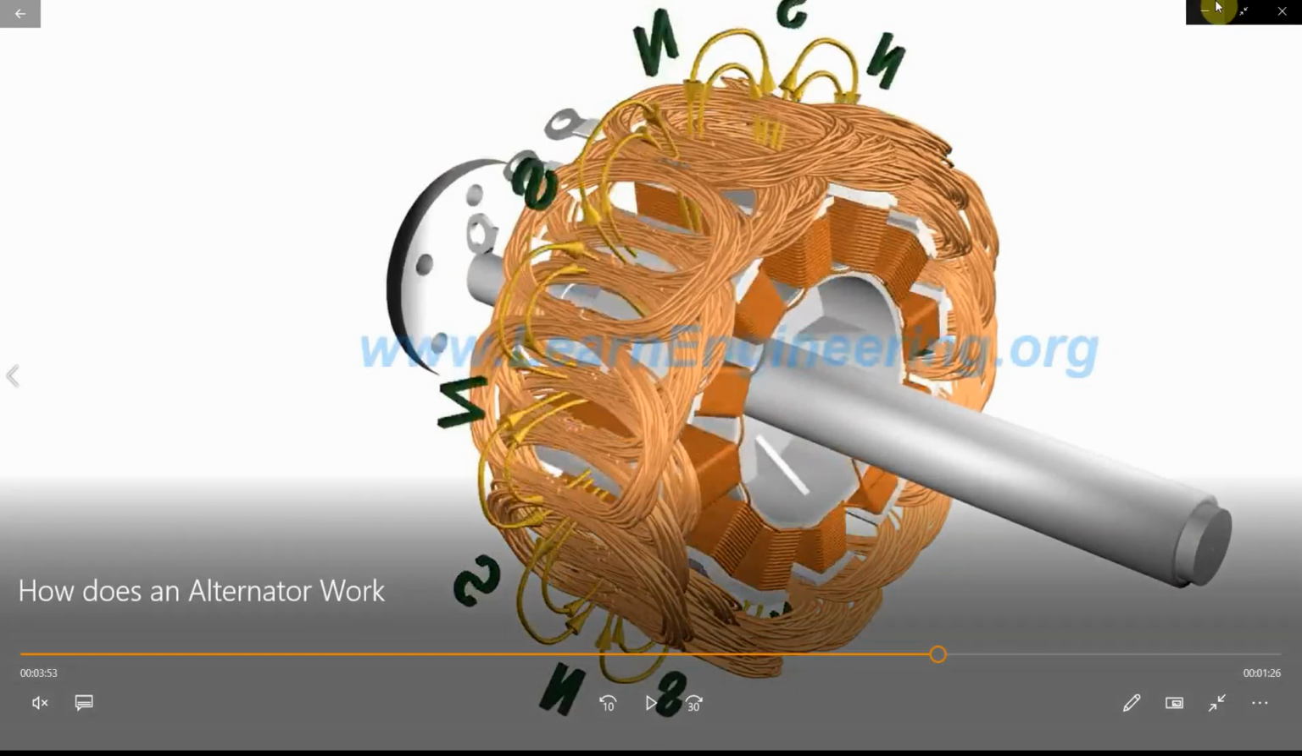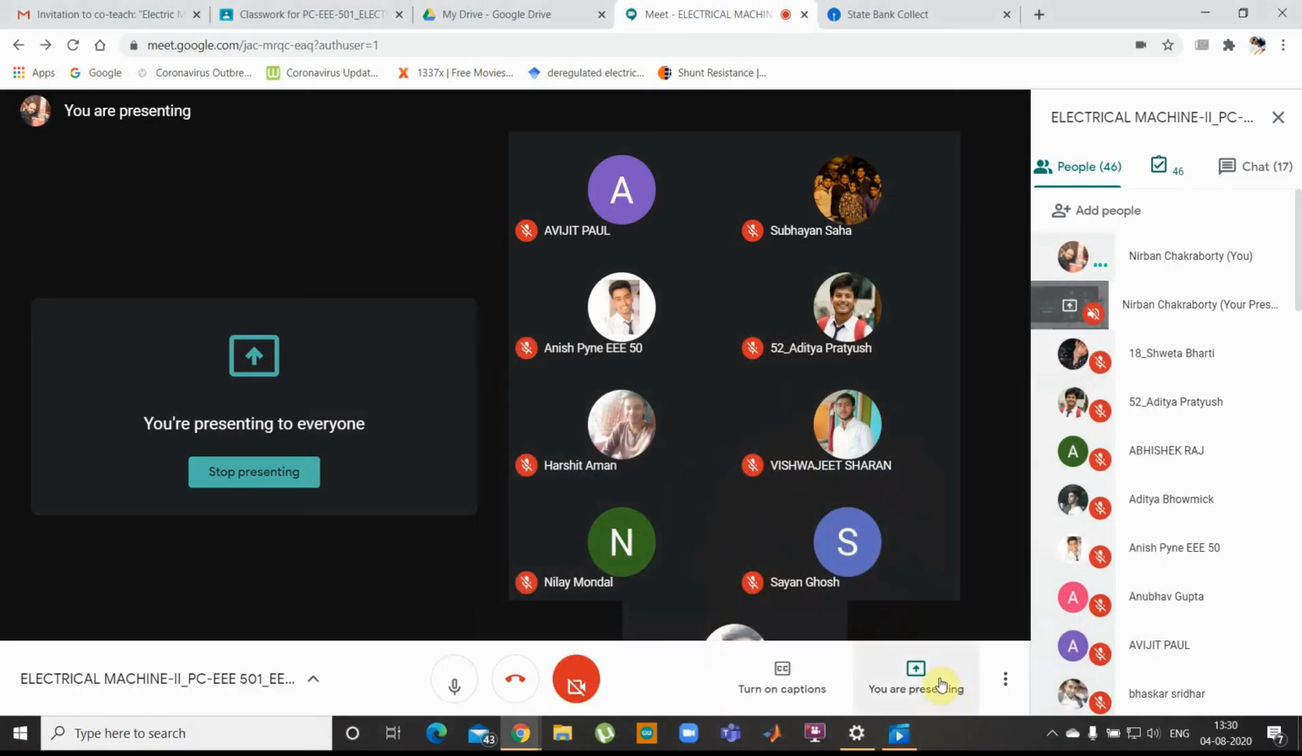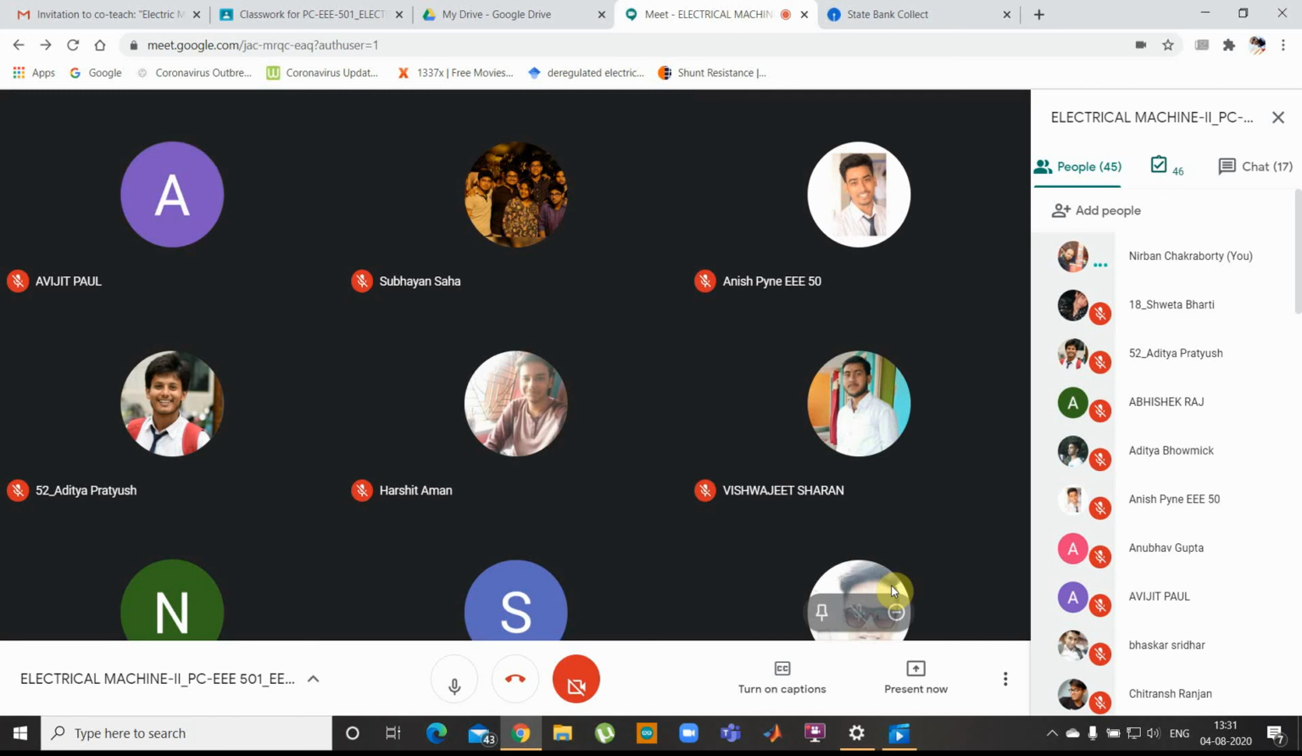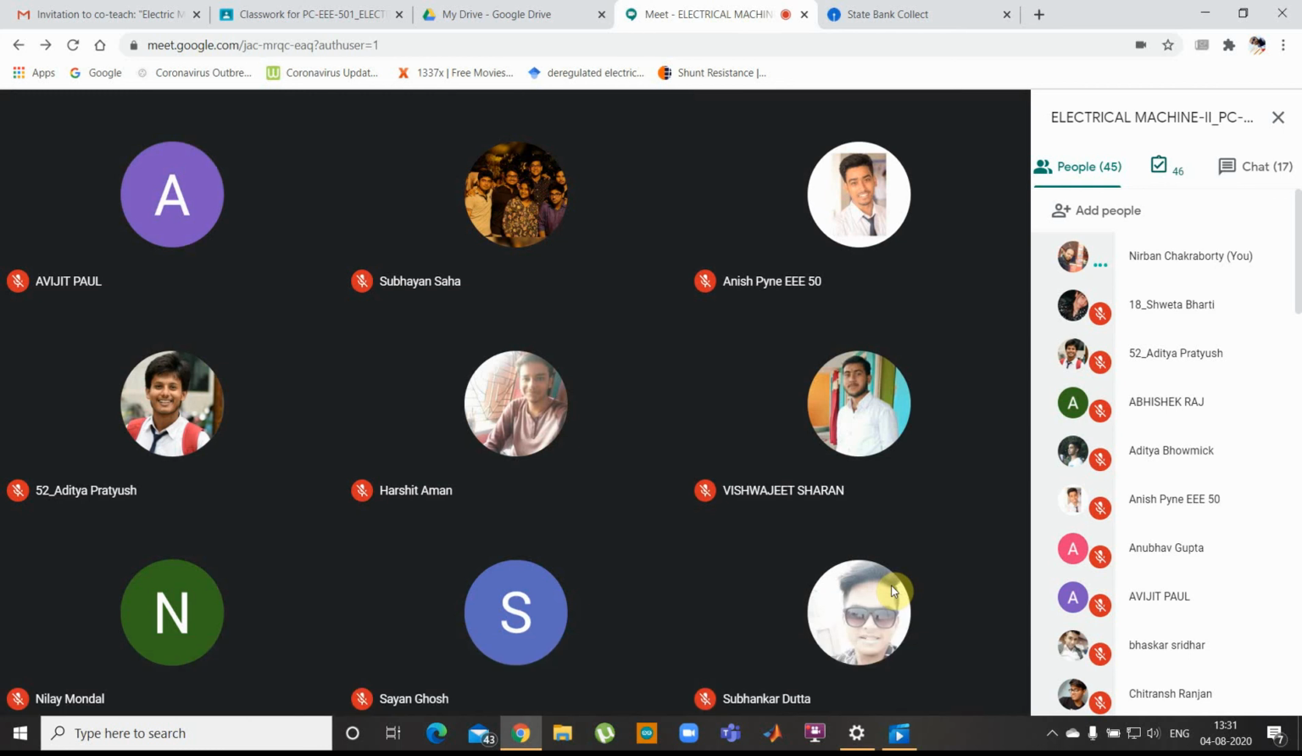Does anyone else have any doubt? This is a very important part, so try to clear all your doubts. As the rotor is moving, the magnetic field is also moving, right? So that is the cause of the induced EMF all over the stator.